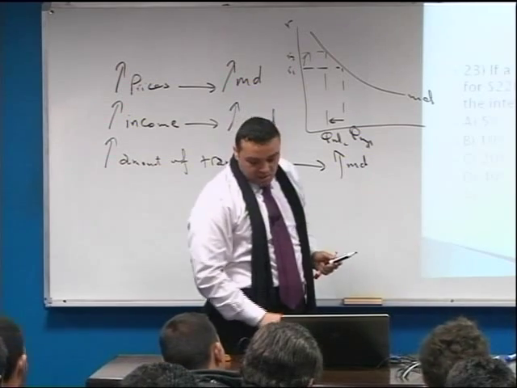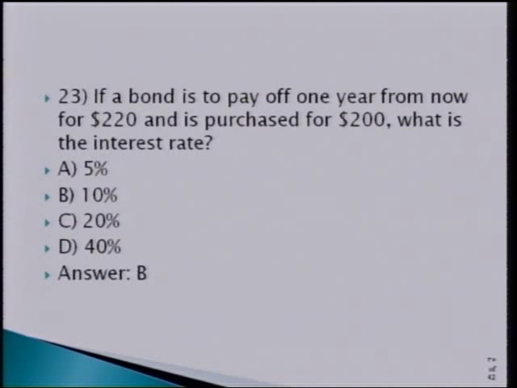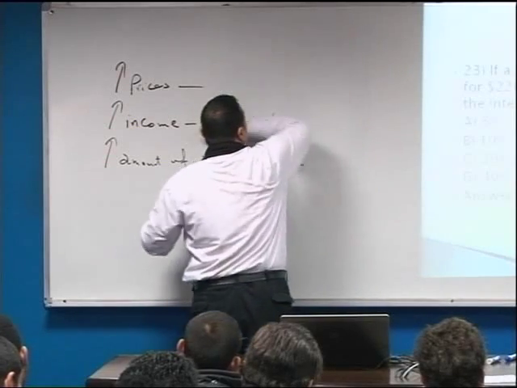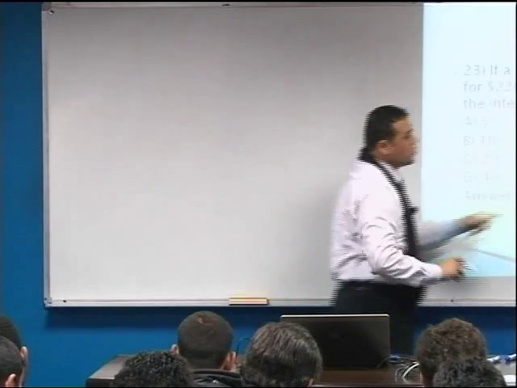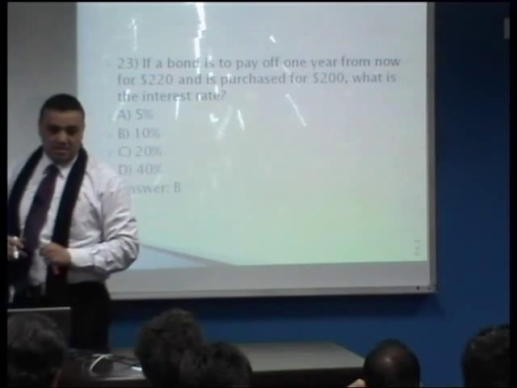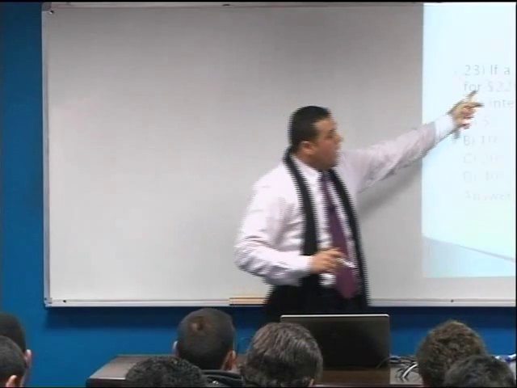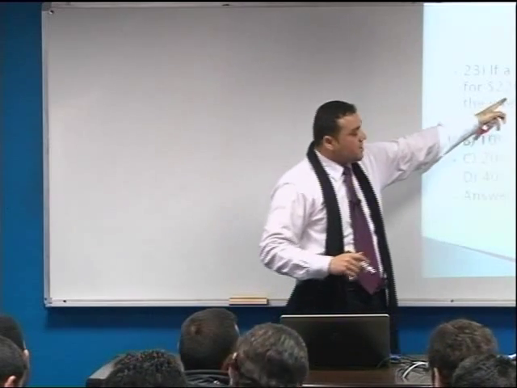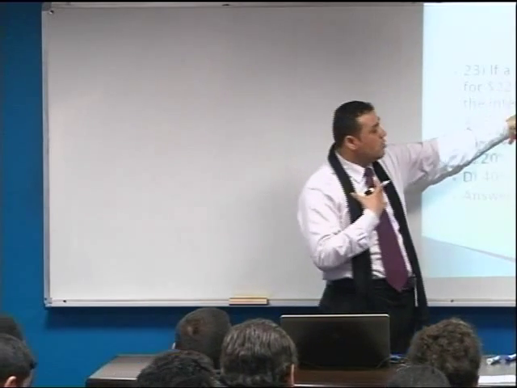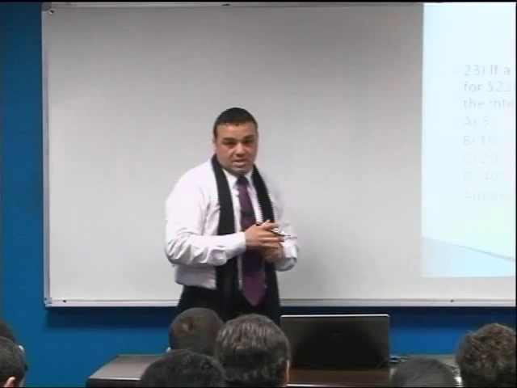Okay, let's go to this example. If the bond is paid off 1 year from now for $220 and is purchased for $200, what is the interest rate? This question came in the last exam as multiple choice. After one year the bond's price is 220 and we bought it for 200. What is the interest rate? There is a formula for this calculation.